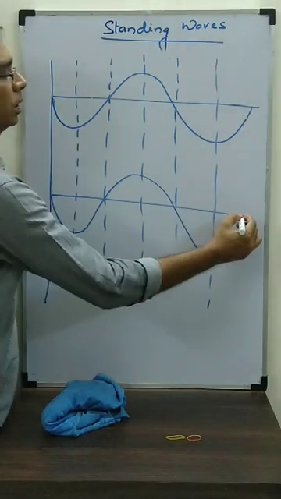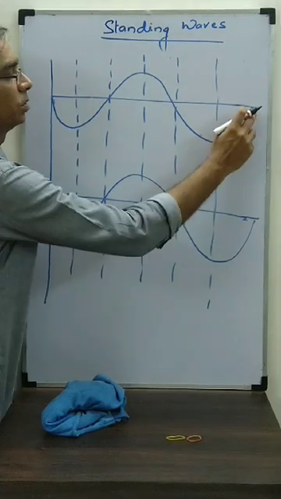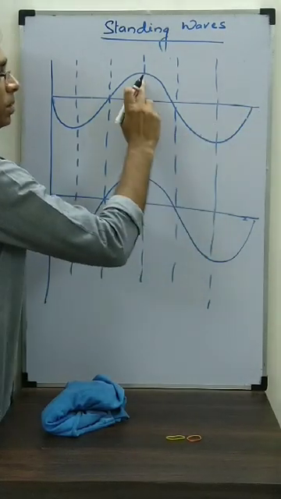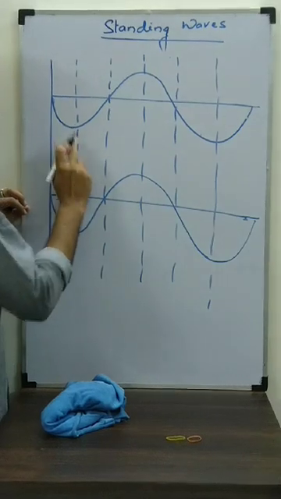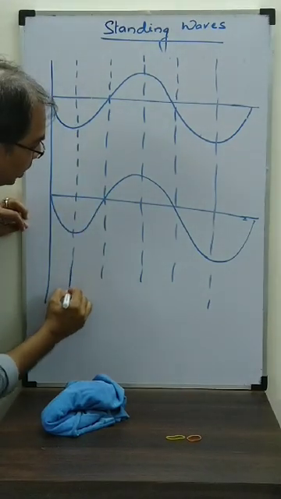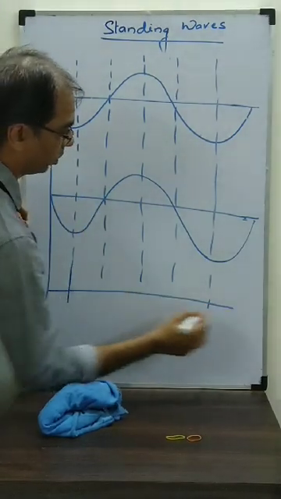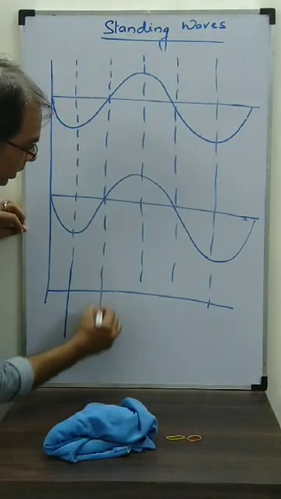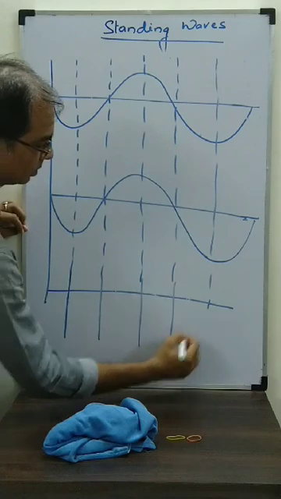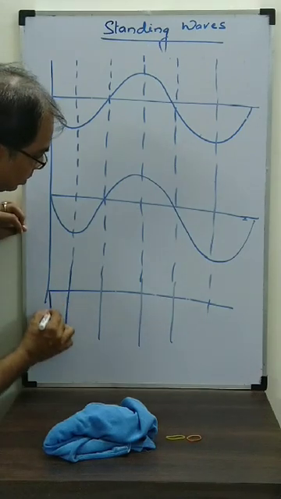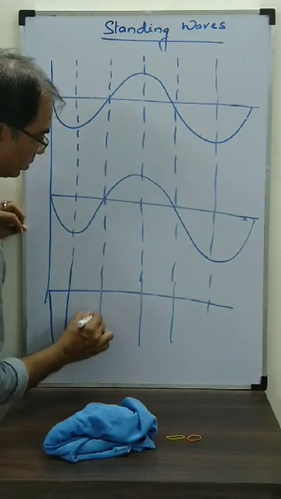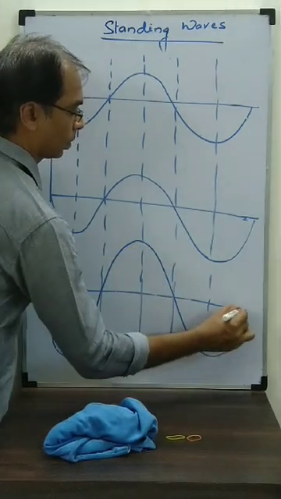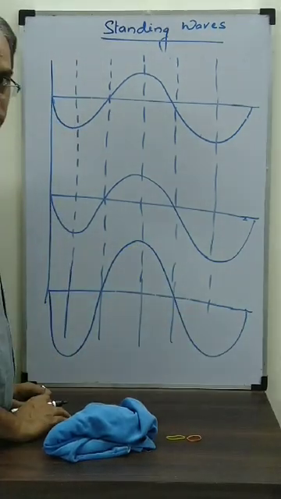Okay, so here amplitude 0, here amplitude 0, but here minus A, here also minus A, plus A, here also plus A, here minus A, here also minus A. So how will the interfering wave, or standing wave, which we are calling, be? It will be like this. Okay, it will be like this.